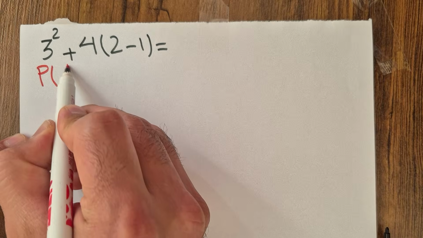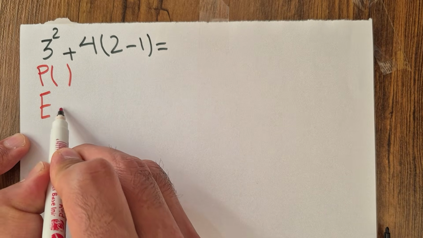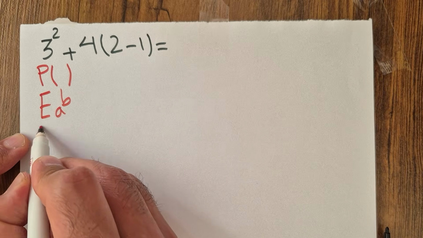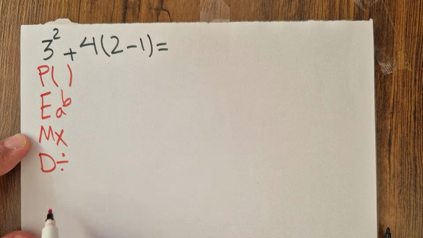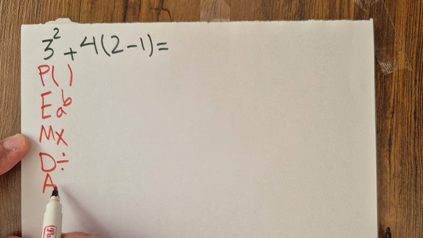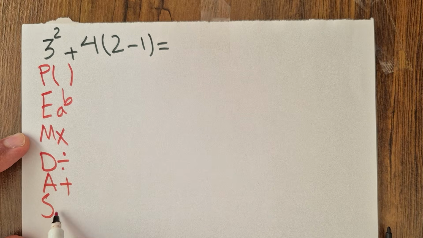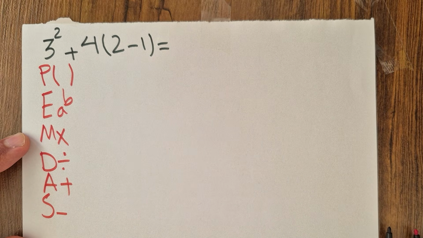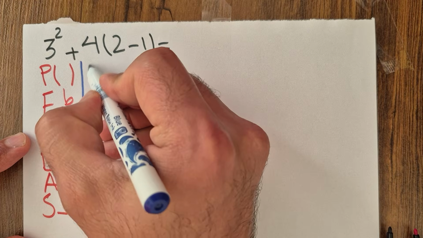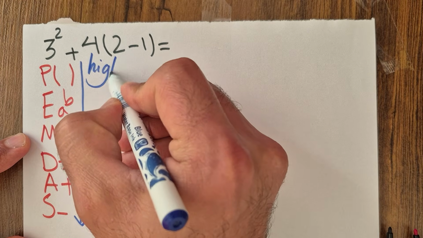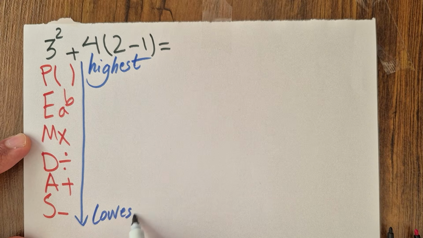P stands for parentheses. E stands for exponents. M stands for multiplication. D stands for division. A stands for addition. And finally, you tell me, S stands for subtraction. And this gives us an arrow of priority. So here we have the highest, and here we have the lowest priority.